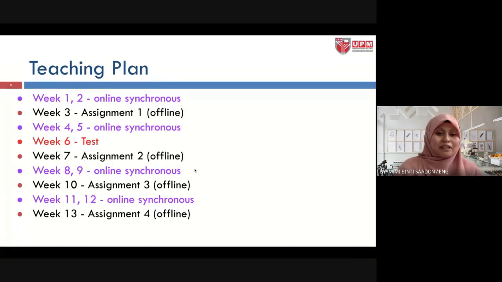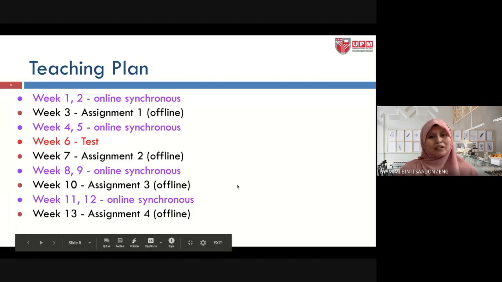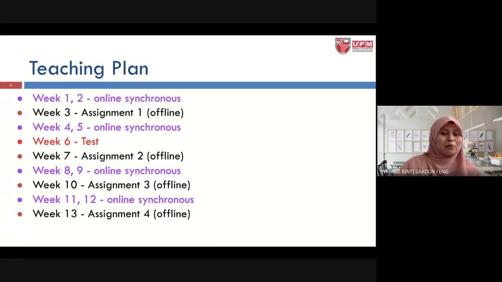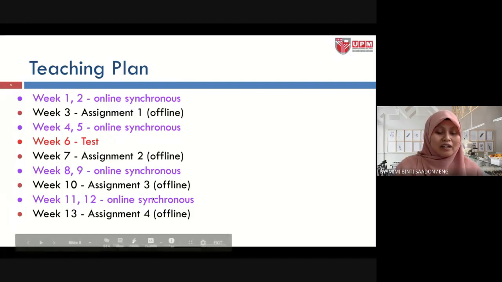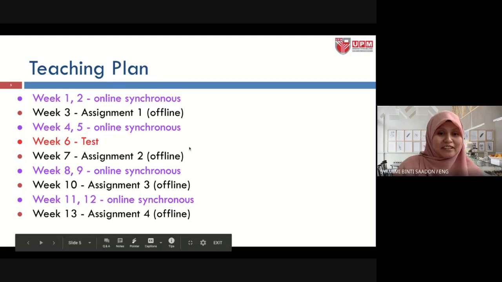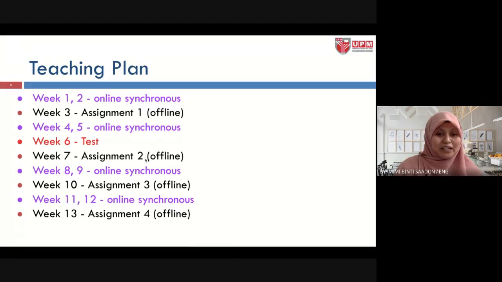And week 7 another assignment. Weeks 8 and 9 again class, until week 13. And we just leave week 14 first. If we need extra time for classes, then we will see, okay? So for now, this is what I've planned. Online synchronous, the purple is when we will have the class online. Okay.